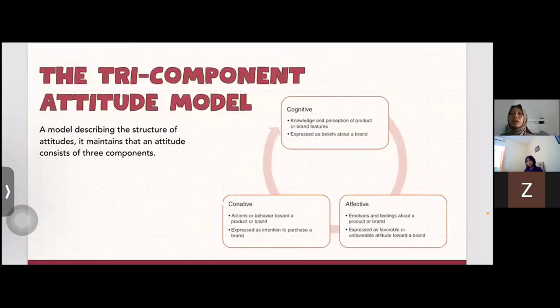So this is the three-component attitude model, a model describing the structure of attitudes. It means that an attitude consists of three components: cognitive, affective, and conative. The first is cognitive, the knowledge and perception of product or brand features. The next is affective, the emotions and feelings about the product or brand. And the last is conative, an action or behavior towards the product or brand.